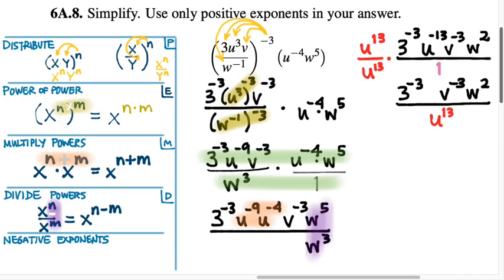And this is a consideration that I like to worry about only at the very end of one of these kinds of problems. So after we've done all the other simplifying, then we worry about turning my negative exponents positive. And this is how we did it with the u's.